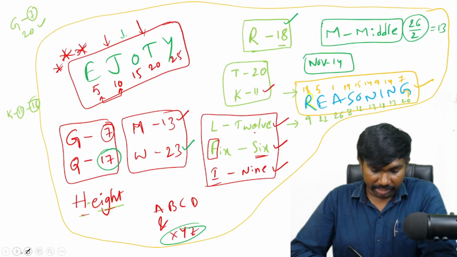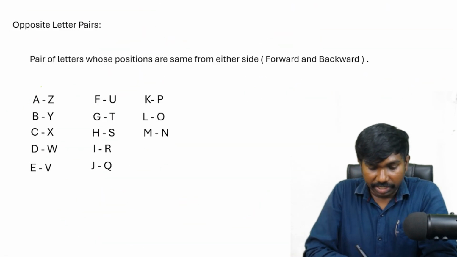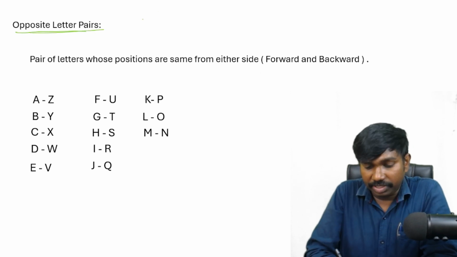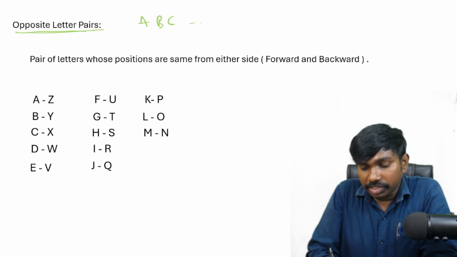Second prerequisite, second is opposite letter pairs. Opposite letter pairs means A, B, C, and so on, X, Y, Z.